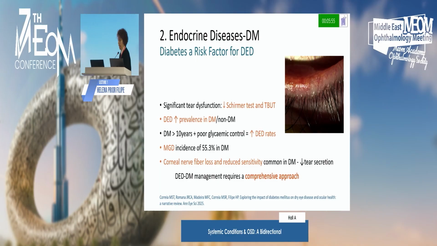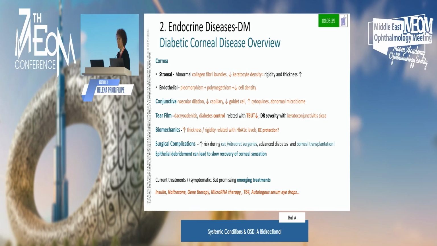tear secretion. And when we think about dry eye associated with diabetes, I will generalize for all dry eye disease, but think of this in diabetes as needing a comprehensive approach. And this means sometimes a multidisciplinary team involving very actively the patient as well. So in an overview, what we can see in corneas of these patients are several differences, as we have in this slide.